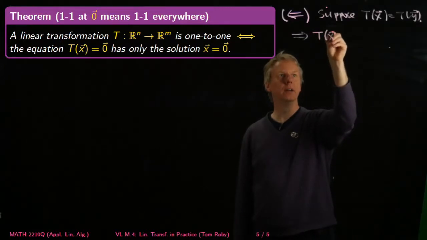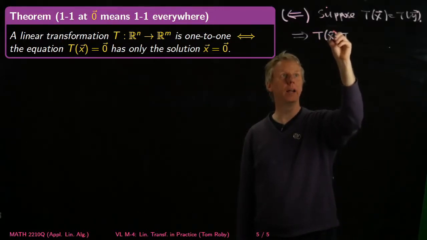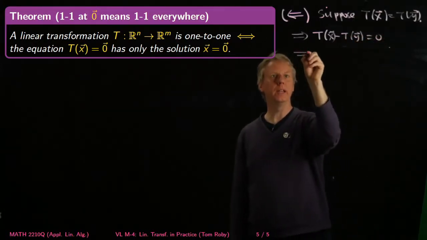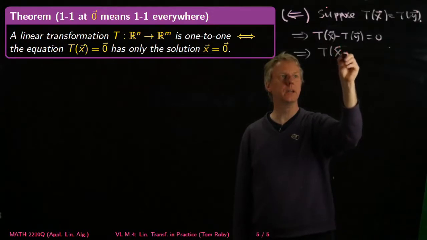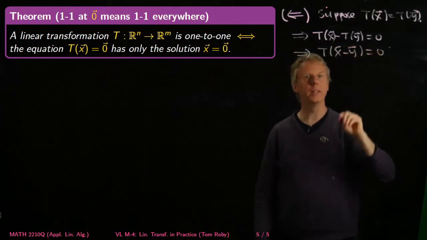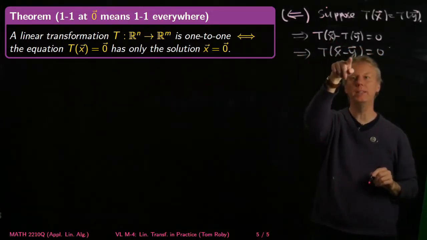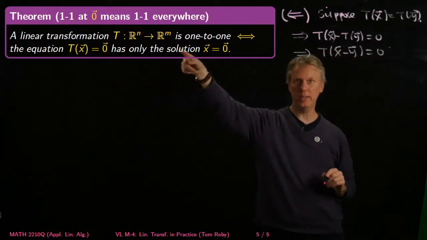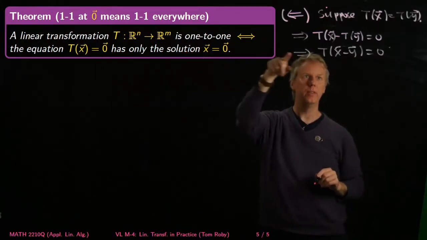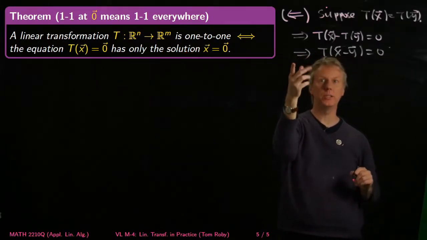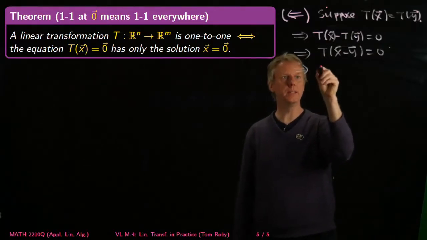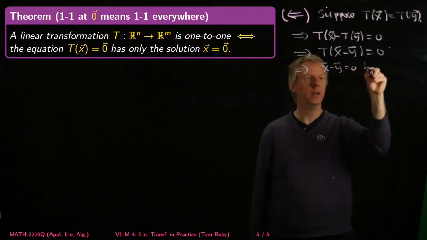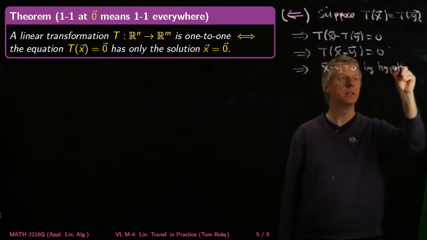Well, that implies that T(x) - T(y) equals 0. And by linearity, that implies that T(x - y) equals 0. Right? So you see, this linearity property is amazing, right? Because now I know that T(x - y) equals 0. But now I can say, well, I'm assuming this part of the theorem. I'm assuming that T of something equals 0 has only the solution x equals 0. So that means that x - y equals 0 by hypothesis.